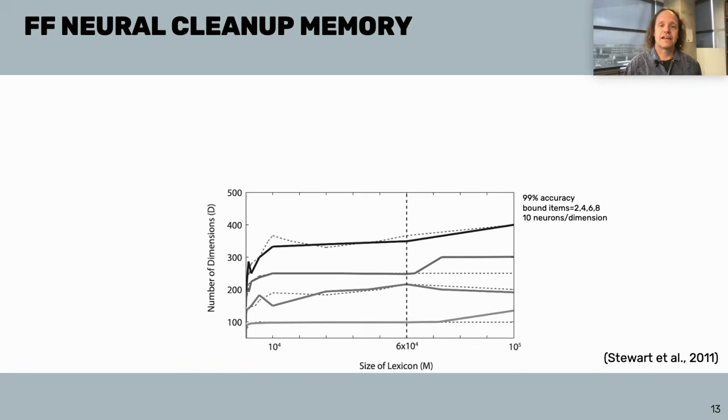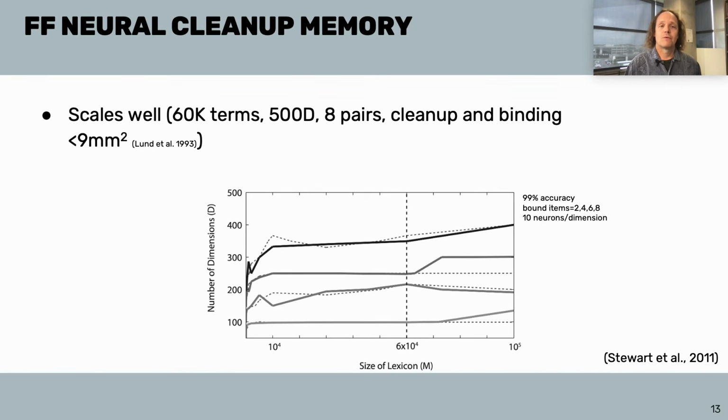Really, this is looking at the results of building such a microcircuit, and also noting that it scales extremely well. So in this particular instance, we're looking at about 60,000 terms or concepts. We're using a 500-dimensional vector for each concept. We're putting 8 pairs of concepts together, and you can think of these as slot-filler pairs if you would like. And then we're going to be cleaning those up. And we've done this actually for many different dimensions and many different sizes of lexicon. That dashed line is the one that I was speaking about specifically.